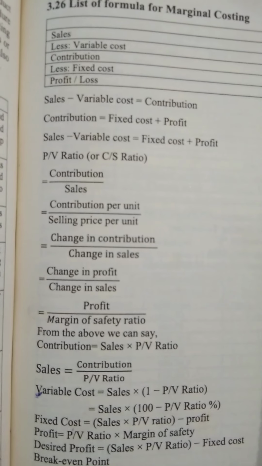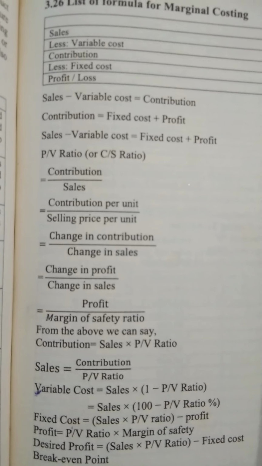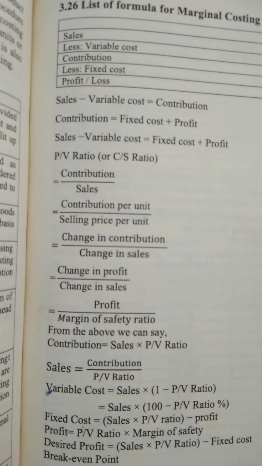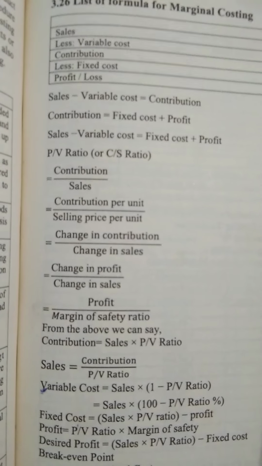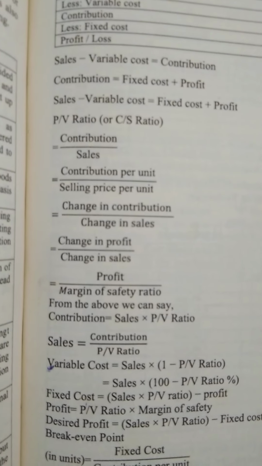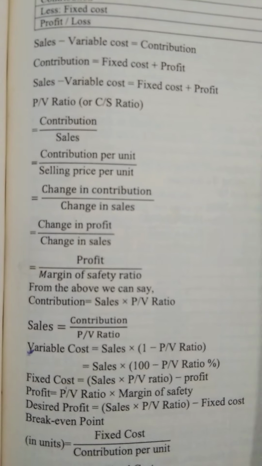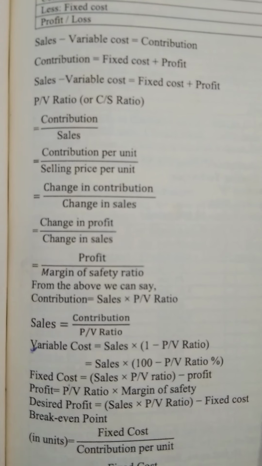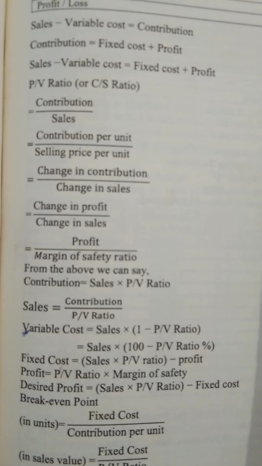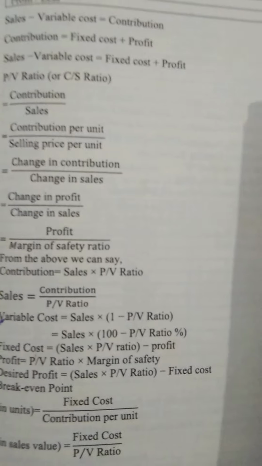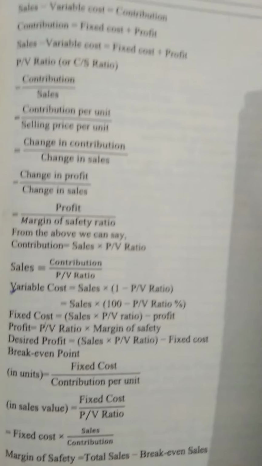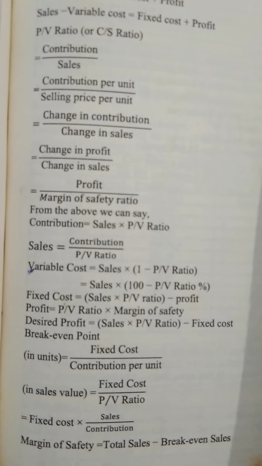PV ratio or C by S ratio, that is contribution to sales ratio. The full form of PV ratio is profit volume ratio or contribution to sales ratio. What is the formula? Contribution by sales. Next, contribution per unit by selling price per unit. Then change in contribution by change in sales. Then change in profit by change in sales. Then profit by margin of safety ratio.